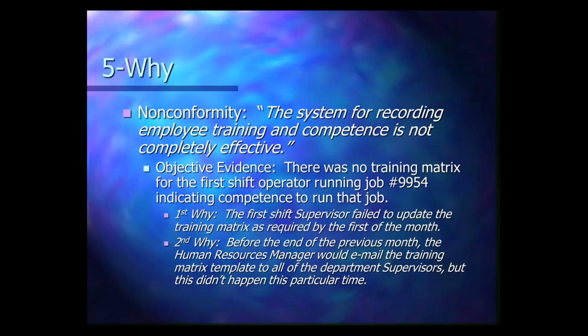The first one is the system for recording employee training and competence is not completely effective. There was no training matrix for the first shift operator running job 9954 indicating competence to run that job. So our first why is going to ask, well, why was there not a training matrix? Well, the first shift supervisor failed to update the training matrix as required by the 1st of the month. Why did he or she fail to update the matrix? Well, before the end of the previous month, the HR manager would email the training matrix template to all of the department supervisors, but it didn't happen this particular time.